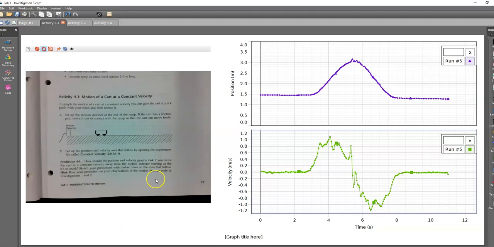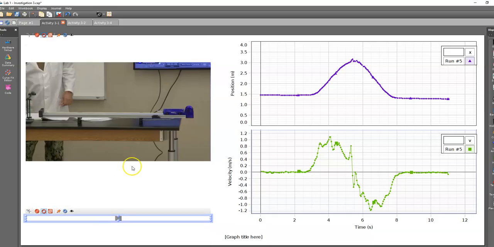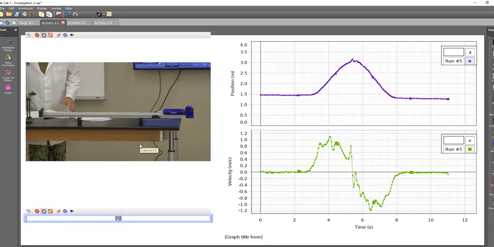Okay. All right, so what should the velocity graph look like? What do you think it'll look like? If it's moving at a constant speed in this direction, what should it look like? It should look like a straight line. What should the position graph look like? Constant slope increasing, okay? So let's go ahead and do the experiment.